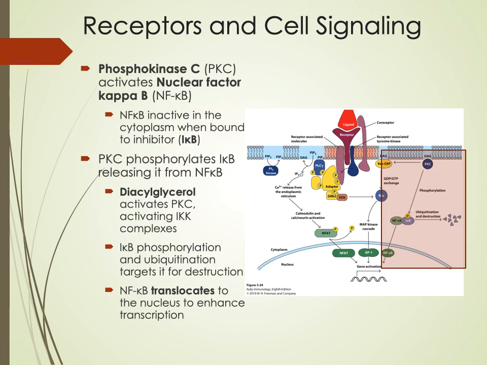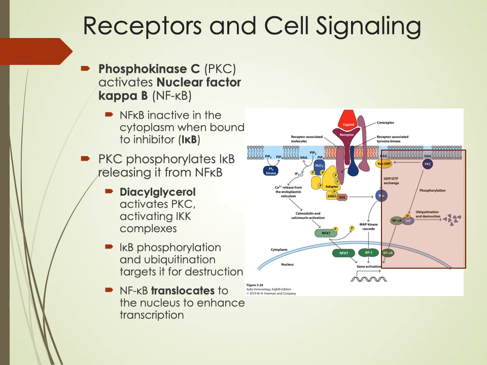Another common cell signaling pathway is PKC, or protein kinase C, and that activates NF-kappa B, nuclear factor kappa B. NF-kappa B is normally inactivated in the cytoplasm because it binds an inhibitor. But then when protein kinase C becomes phosphorylated, it actually causes a dissociation of the inhibitor from NF-kappa B. So NF-kappa B can become activated and translocate into the nucleus, where it will actually activate transcription.